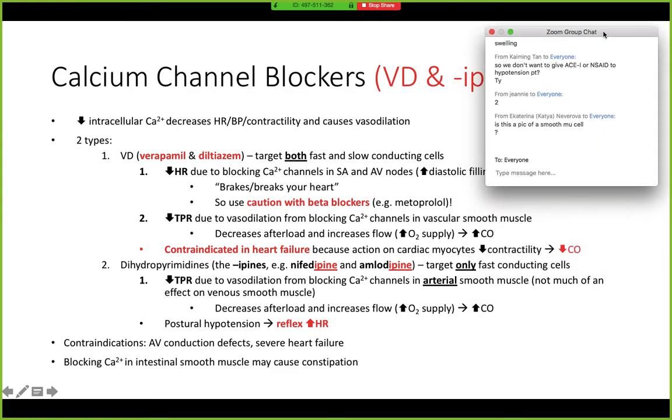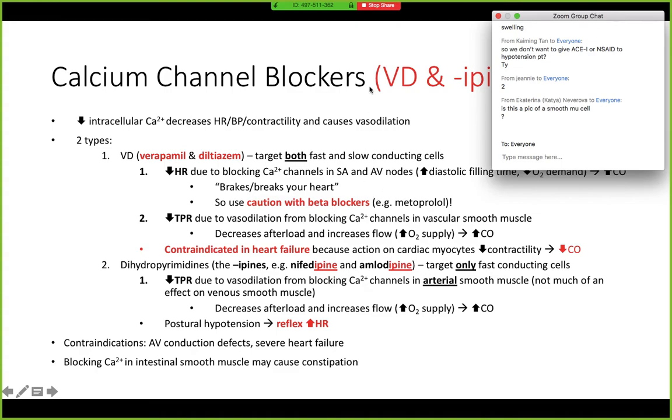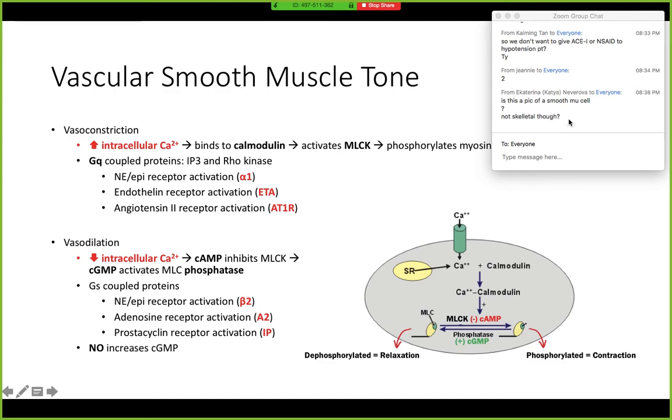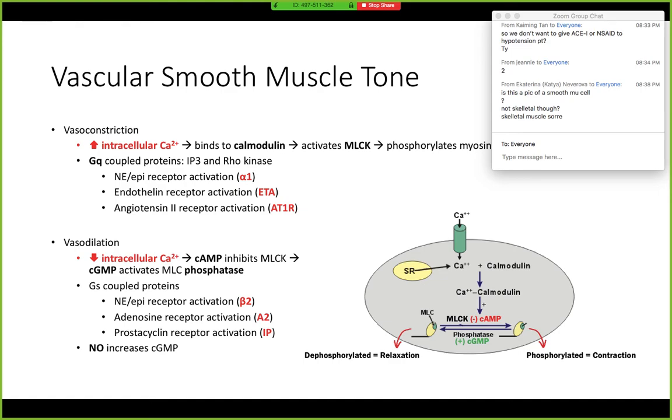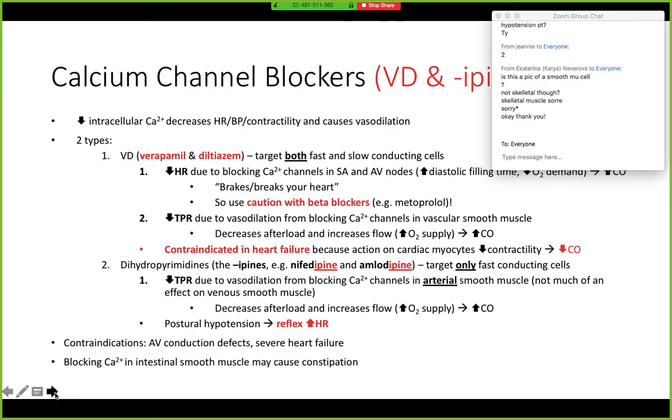Okay. Yeah, it's just a little schematic. Okay, so your calcium channel blockers. Not skeletal though. I mean, I guess the mechanism is similar, but right. So the mechanism is similar, but this right here is referring to your vascular tone. Yeah, you're welcome.